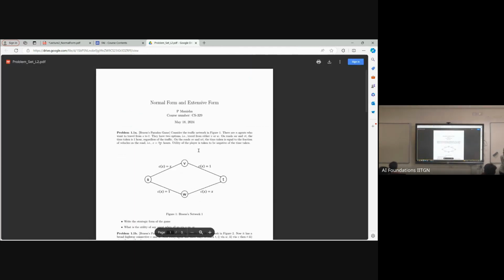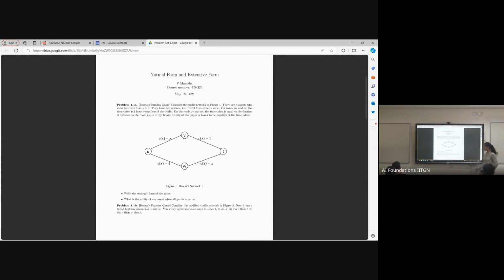So this is the problem set that I have given you, right? Today we saw this game called Pigou's network. This is a slightly more complex form of the same traffic modeling that we had. So here we have two additional roads, and these are like the highways, unit cost, unit time, no matter what, but these are like the fractional time. And now I want you to write the strategic form of the game and what is the utility of the agent when they go via the interface.